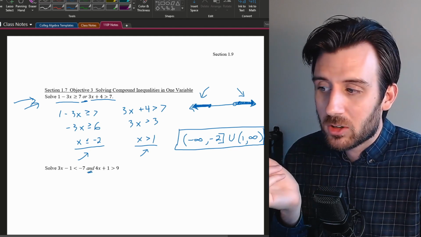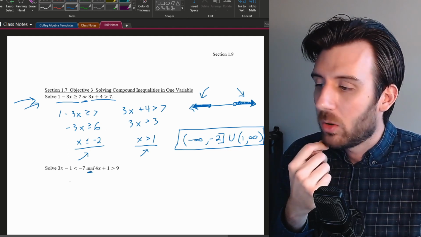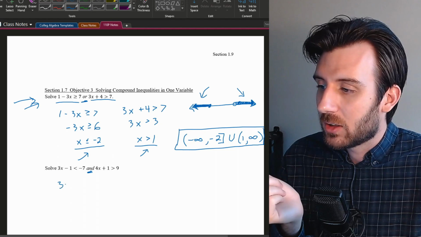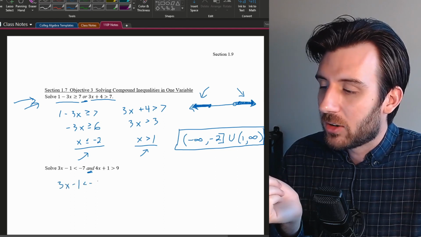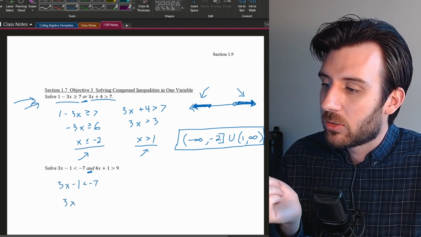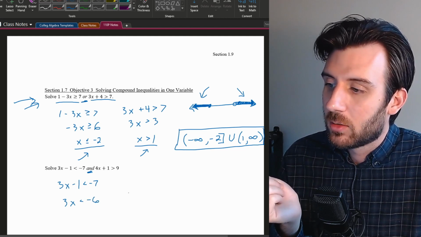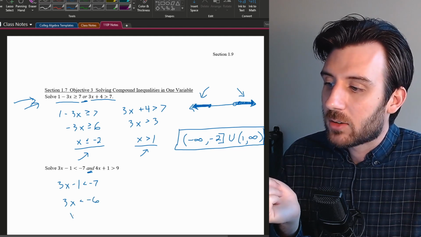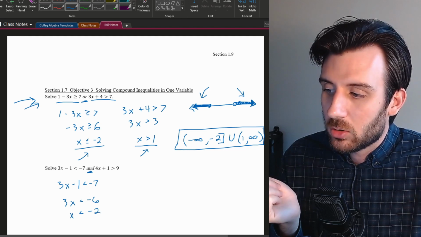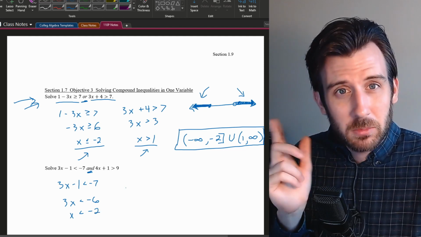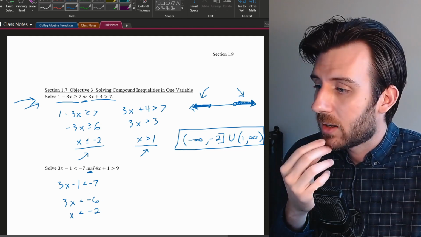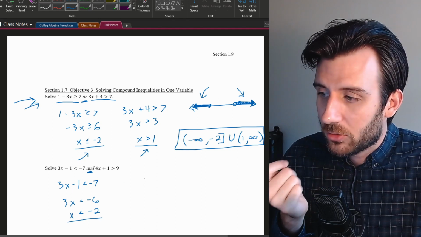What happens differently when we talk about ands? Well, let's do our quick inequality solutions again. 3x minus 1 is less than negative 7. That's 3x has to be less than negative 6. And then we have x being less than negative 2. Keep in mind that the inequality stays in the same direction. I didn't multiply or divide by a negative. So that's one set of solutions.